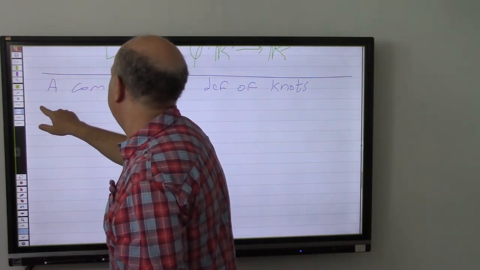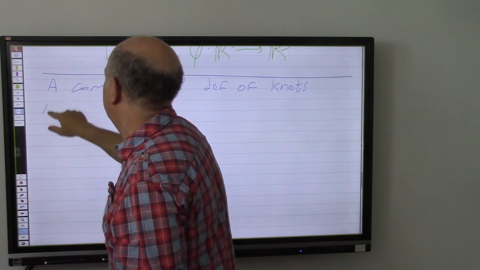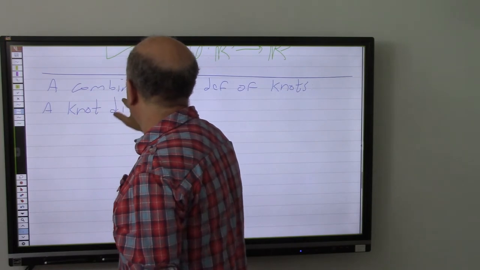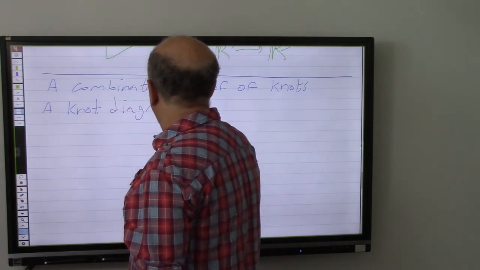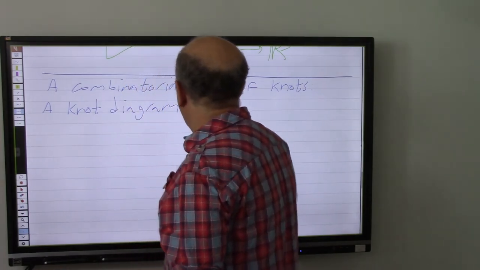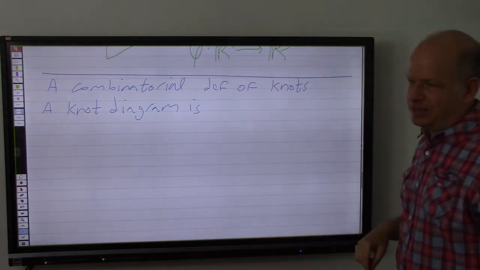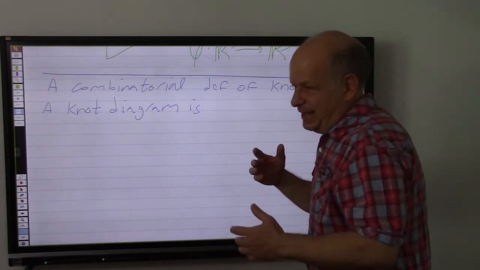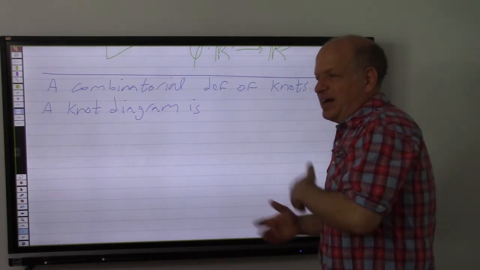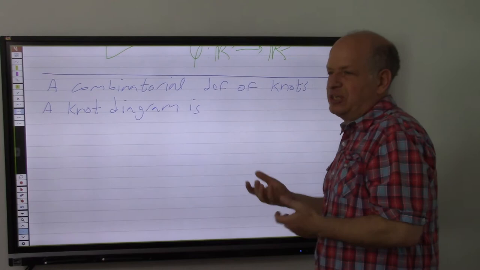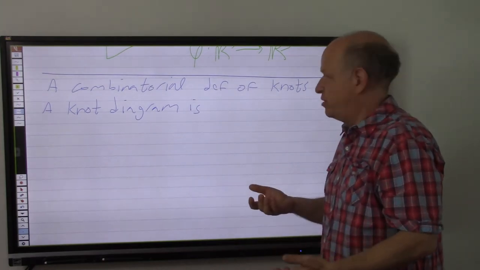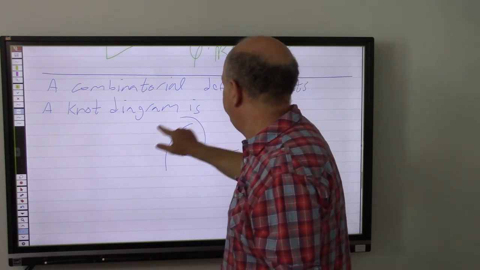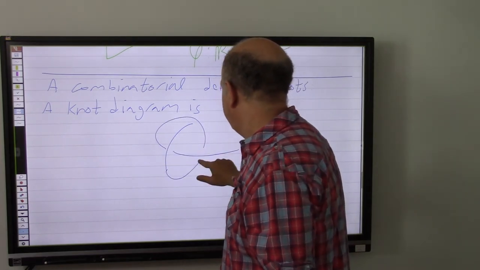Or let me say it like this. So a knot diagram is a picture drawn in the plane of a knot. Okay? So again, I'm skipping the formal definition, but the intuition is very clear. So it's a picture, so it's a graph drawn in the plane.